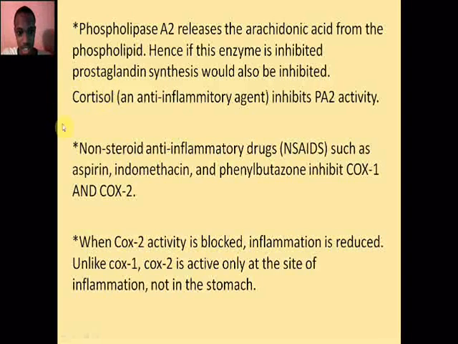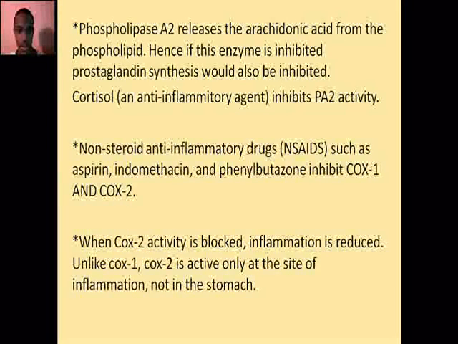And here we see that cortisol, which is an anti-inflammatory agent, also inhibits phospholipase A2 activity. And remember we were stating that one of the functions of prostaglandins is in inflammatory reactions. So cortisol, which is an anti-inflammatory, that's how it actually works.